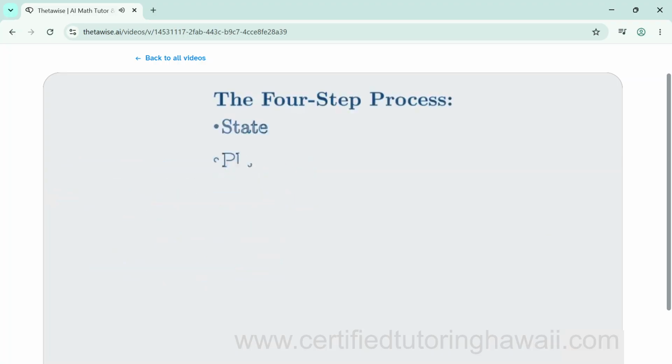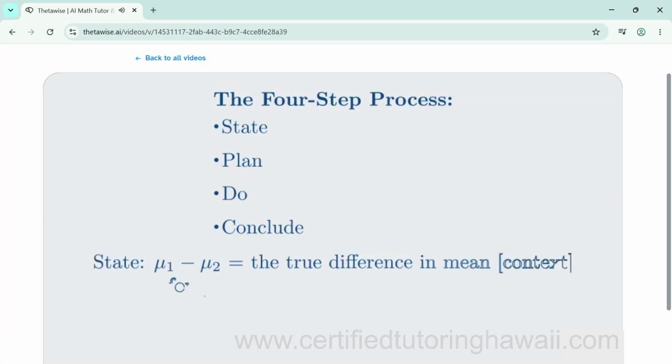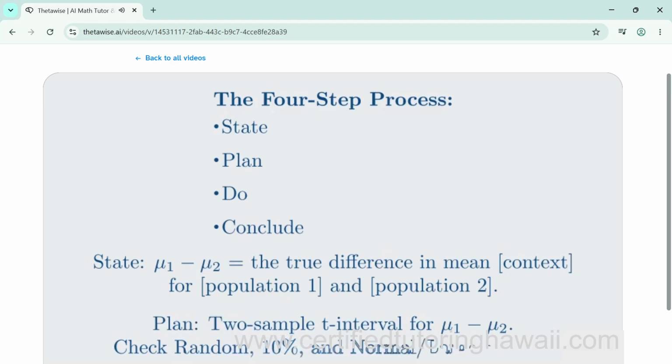Let's wrap up by summarizing the key steps for any two-sample t-interval problem you encounter. Following this structure will help you maximize points on the AP exam. First, state the parameter you are estimating and the confidence level. Make sure your context is clear and references the population, not just the sample. Second, plan by identifying the appropriate inference method and checking the conditions. Always show your work for these checks, like writing out the sample sizes being greater than or equal to 30.